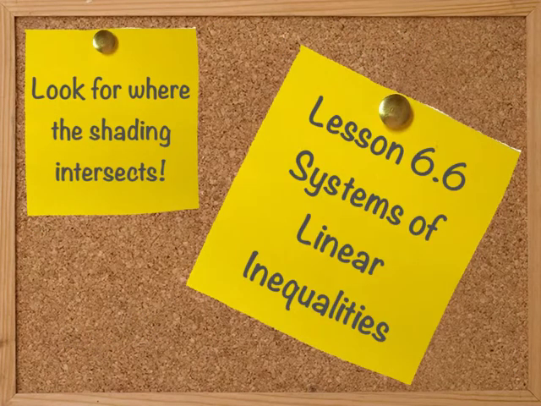On to lesson 6.6. Now we're moving on to systems of linear inequalities. Remember, a system means that we're going to be looking at more than one equation and trying to find the solution to both of those equations. When we just had lines, we were looking for where the lines intersect. In this lesson, we will be looking for where the shading intersects.